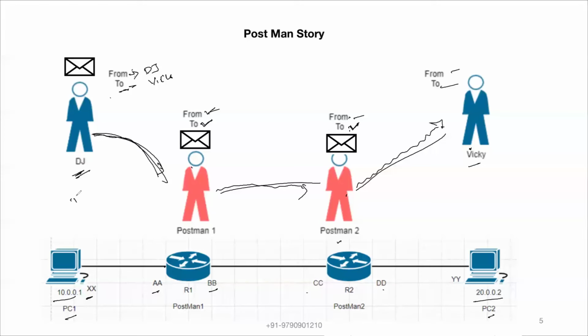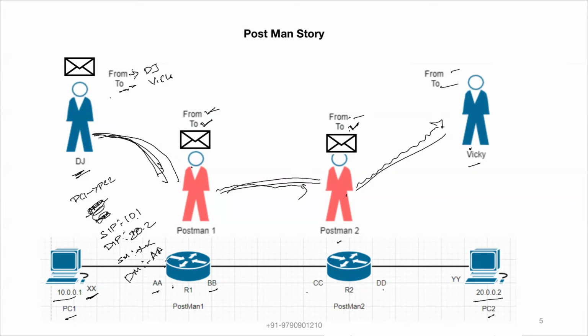Now when PC1 wants to send a packet to PC2, what will be the source MAC address? Sorry, what will be the source IP address? It will be 10.0.0.1. What will be the destination IP address? 20.0.0.2. That will be the destination IP address. What will be the source MAC address? The physical MAC address will be XX. Destination MAC will be what? It will be AA. You can see physical we are giving to him only, right?